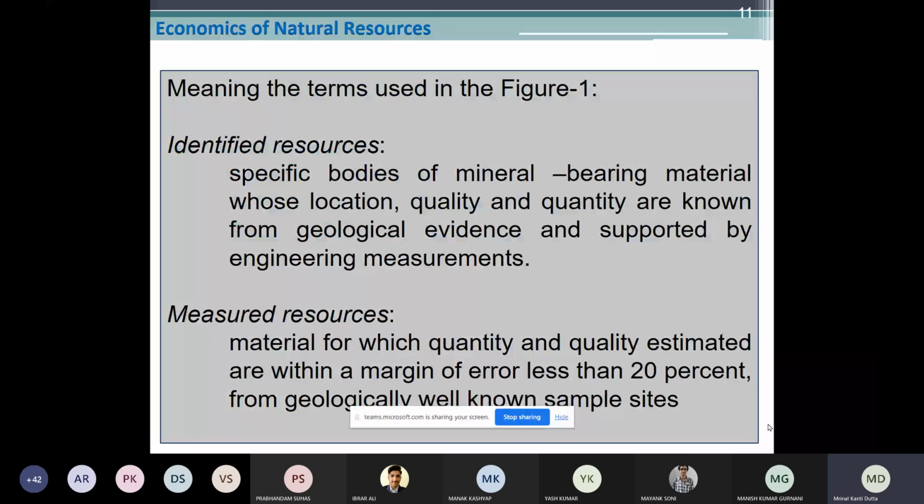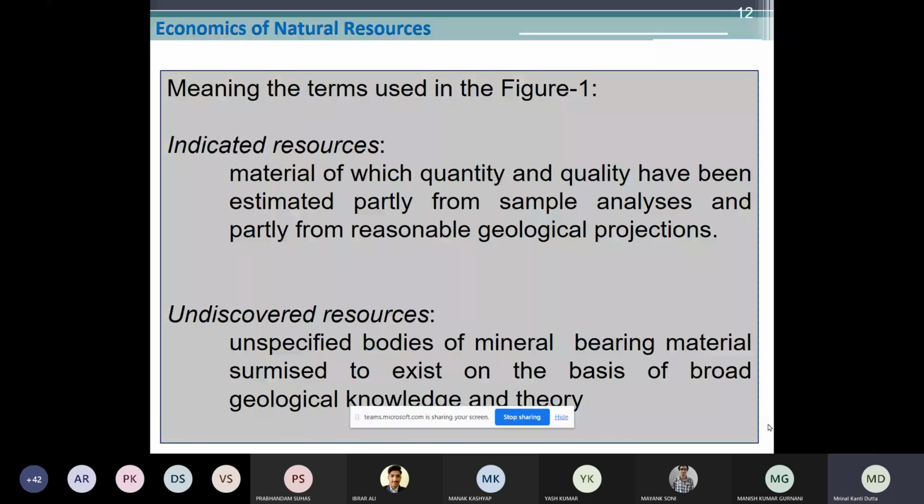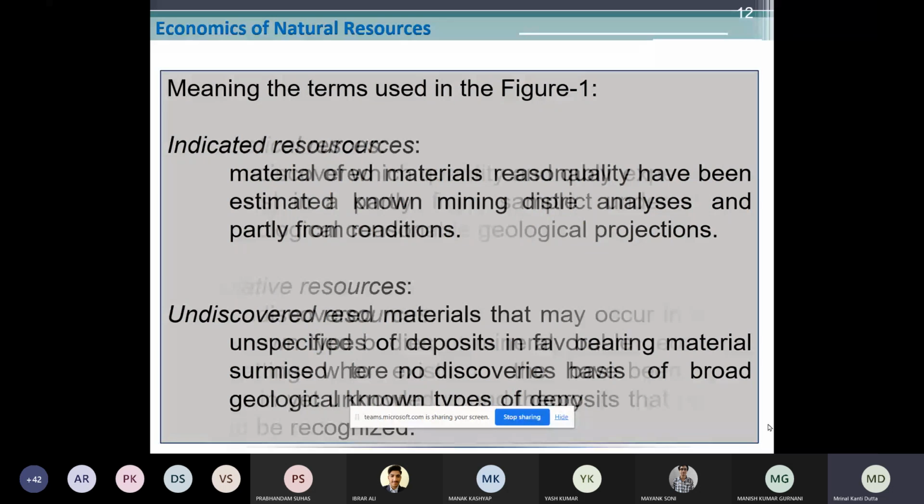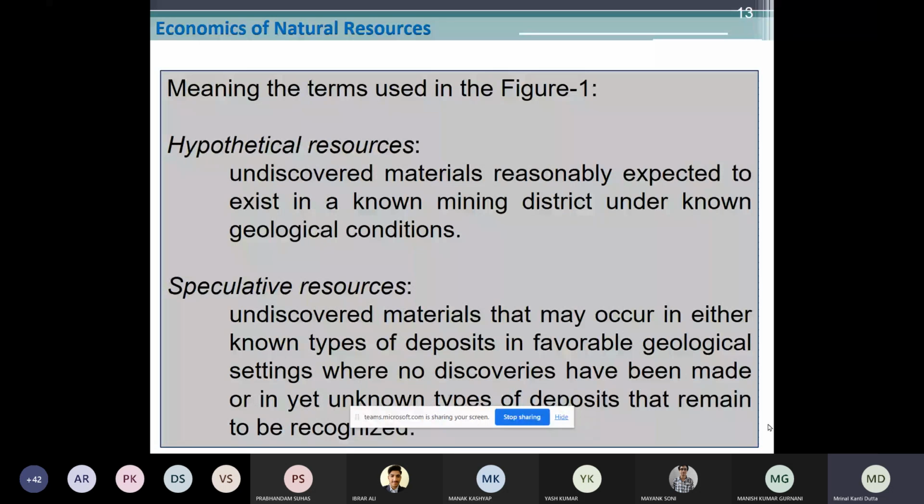So these are the definitions which are given: what identified resources are, what measured resources are, what indicated resources are, and what undiscovered, hypothetical, and speculative resources are. Already the slides are made available to you. Please have a look at this. Of course we may not be so much interested in these things, but geologically these are some of the concepts which are being used insofar as natural resources are concerned.